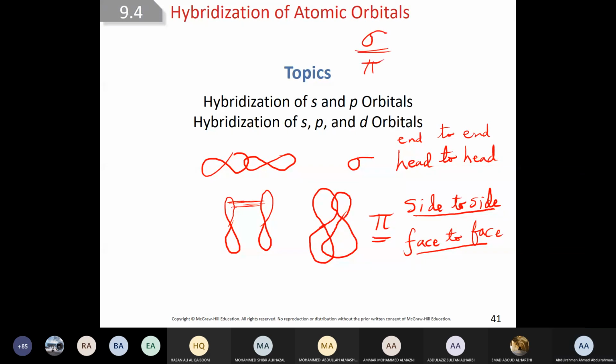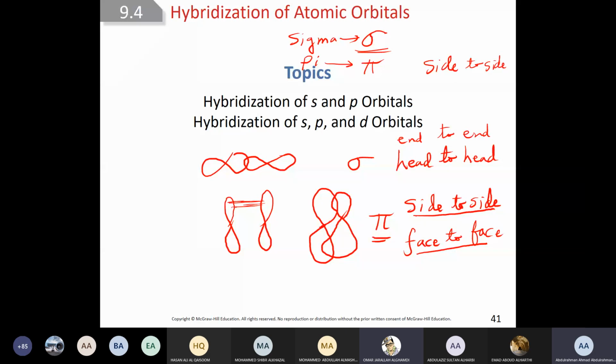What is sigma? End to end or head to head. What's the pi bond? Side to side, or what's the other name? Face to face. Very good. I want you to write this.